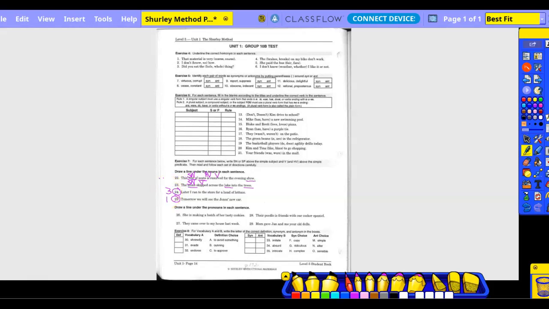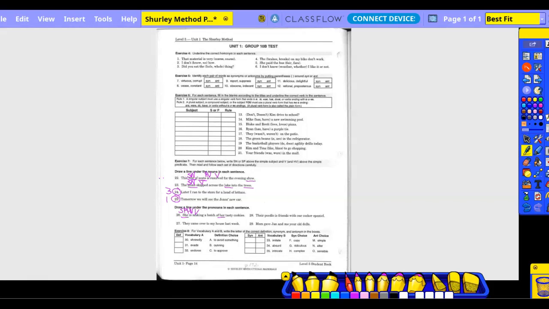Okay. All right. Draw a line under the pronouns in each sentence. So we still need to do our classification, but then we need to underline the pronoun instead. She is making a batch of her tasty cookies. Who is making a batch of her tasty cookies? She. So subject pronoun. What is being said about she? Is making. Is the helping verb. Making is the verb. Okay, and they only want pronouns this time. So what's our pronoun? She and her.